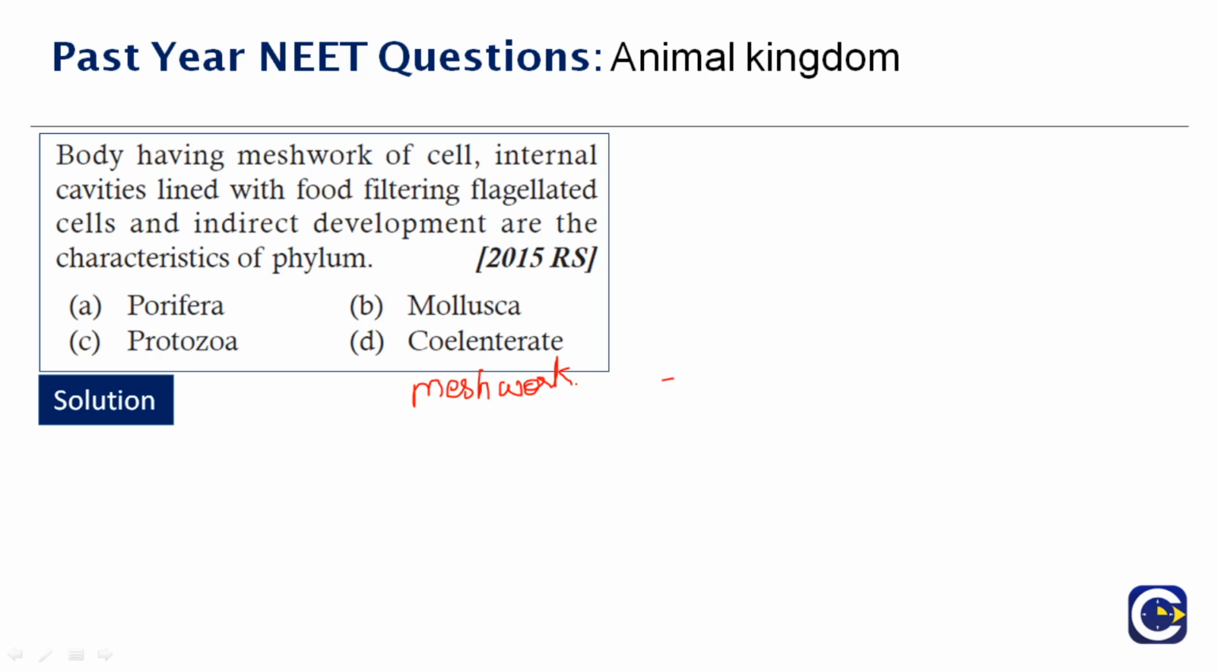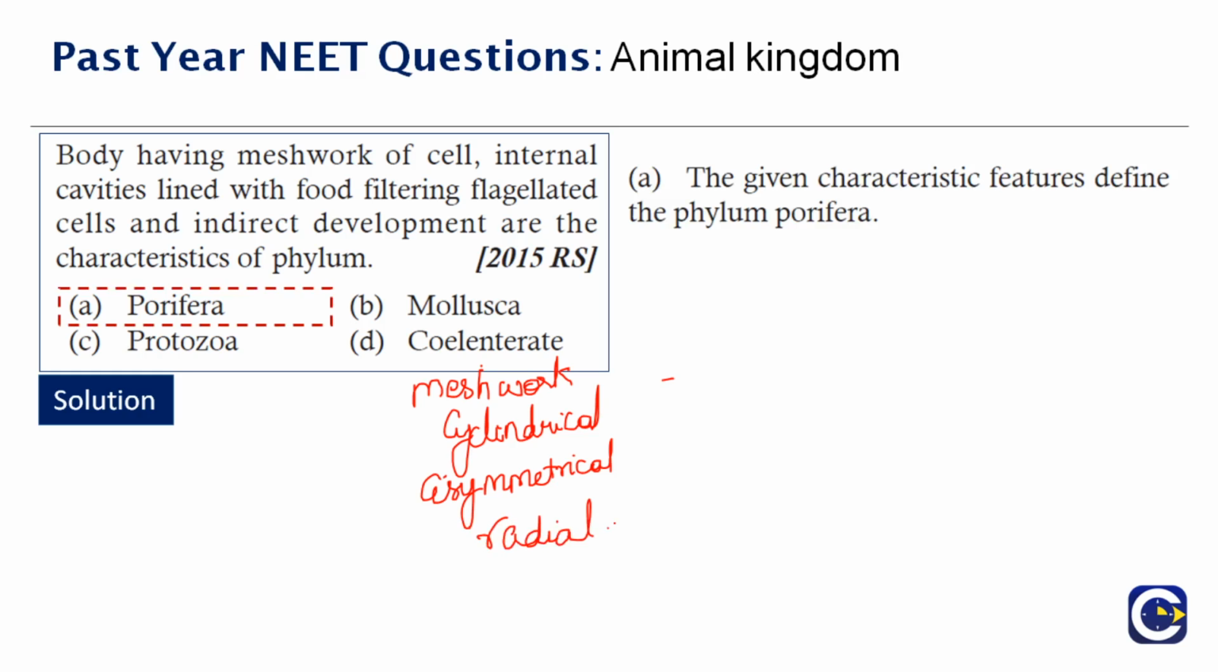Other than that, there are certain characteristics of porifera. They are commonly called sponges. They are multicellular organisms which are sedentary in nature. Most of them are marine, while a few are freshwater forms also. And their body is cylindrical, or it can be asymmetrical. These are the different forms in which they exist, and sometimes they also exhibit radial symmetry. Therefore, the correct answer to this question is option A.